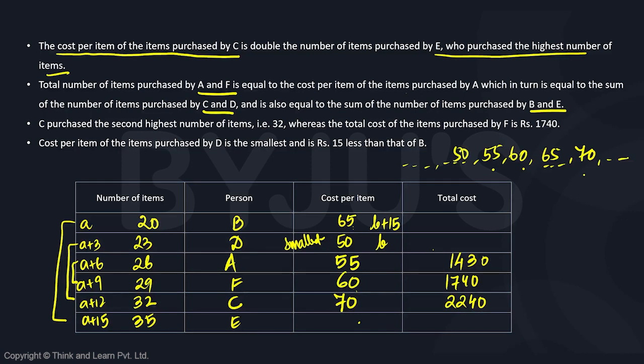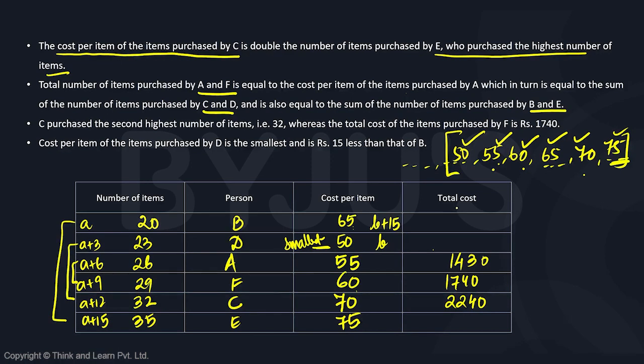So we will have 50, 55, 60, 65, 70. So we need the next number. We can't take this as 45 because the D person has the smallest. So we can't take less than 50. So it starts from 50, this AP, and it goes up to 75. So this is going to end in 75.